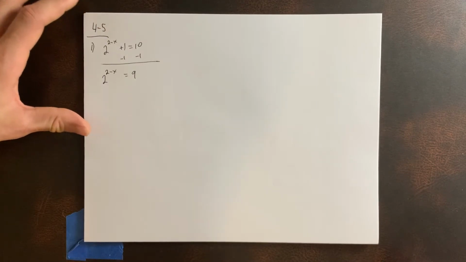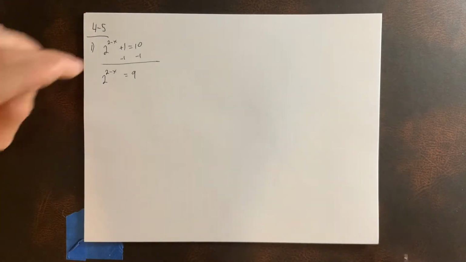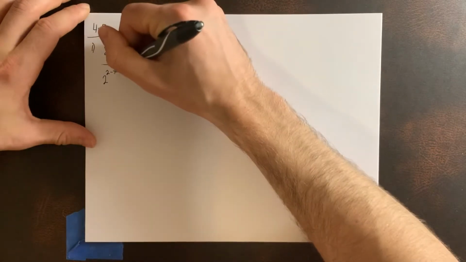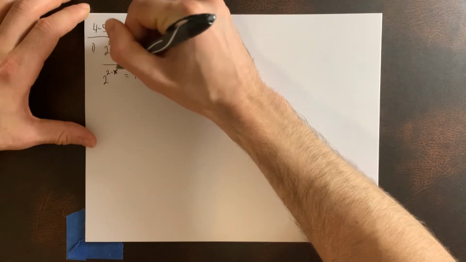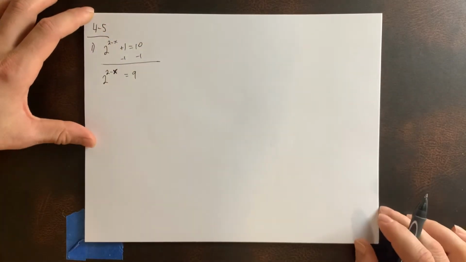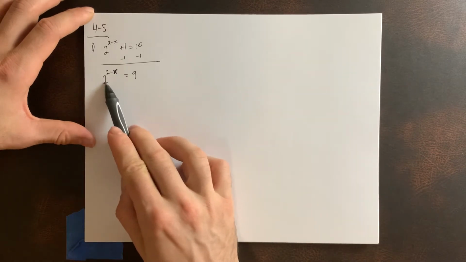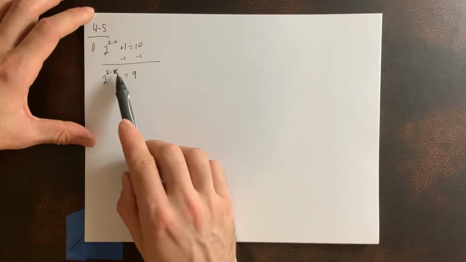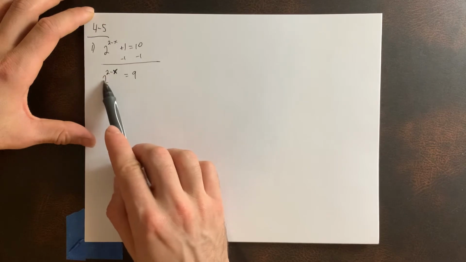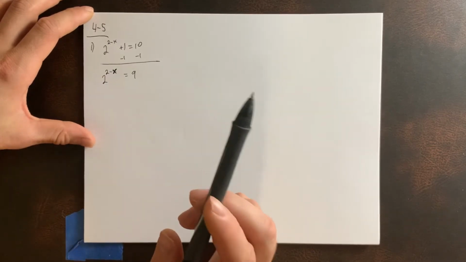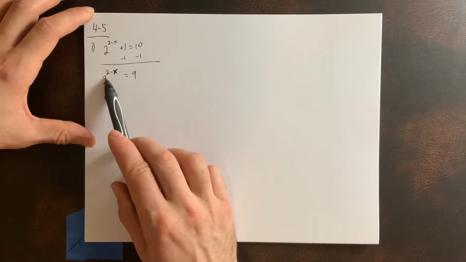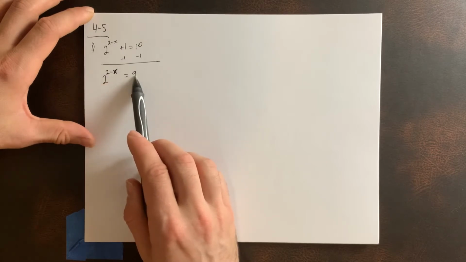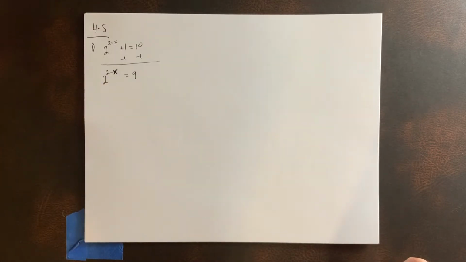Okay, so now we want to get x alone, but right now this x is an exponent, so it's kind of hard to do that. Then what we're going to do is look at this 2. This is called the base. So this is the exponent, this 2 minus x, and this is the base. Once we have it in this form, a base raised to an exponent equals a number, we're going to take the log of both sides.